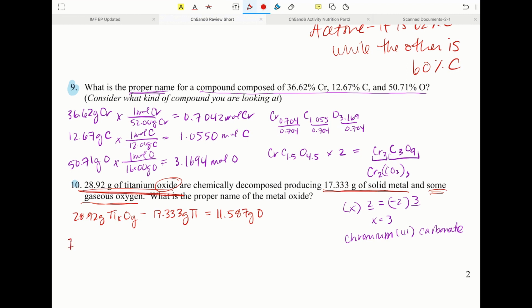All right, so now we know the mass of titanium and the mass of oxygen. So similar again, but not the same. In the previous problem, we had percents, which we then assumed were grams, and we proceeded, right? Now we're given grams, so we don't have to assume anything.